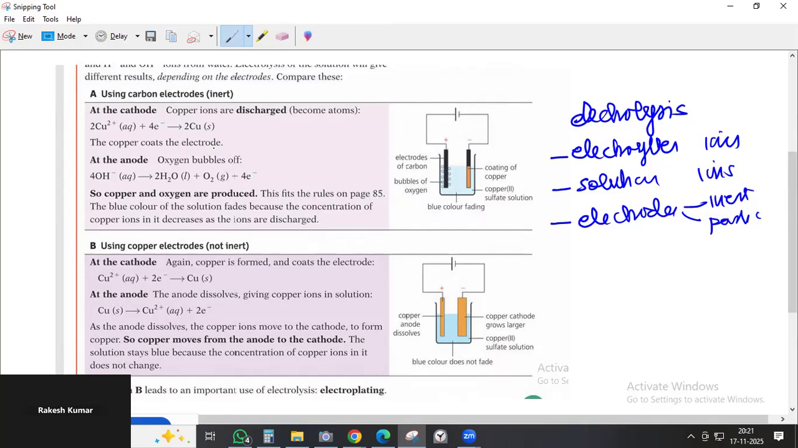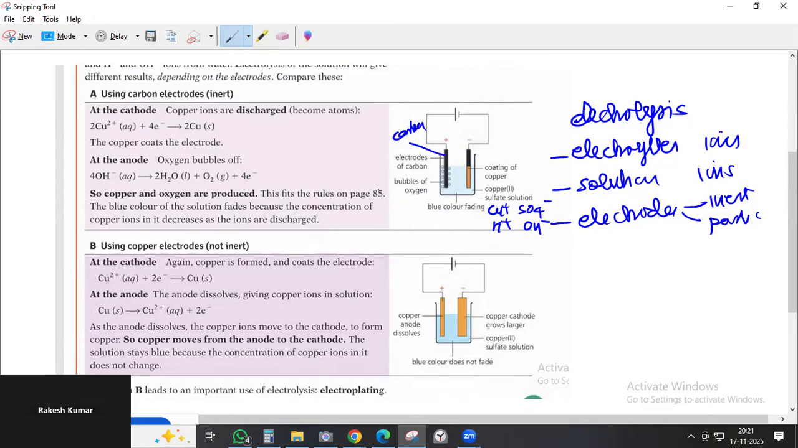So if you see here, we have got a copper sulfate solution. That means we have got Cu2+, we have got SO4 2-, we have got H+ and OH-. But here we have got the inert carbon electrode, it doesn't participate, at least with these two. It will participate with some, but not here.